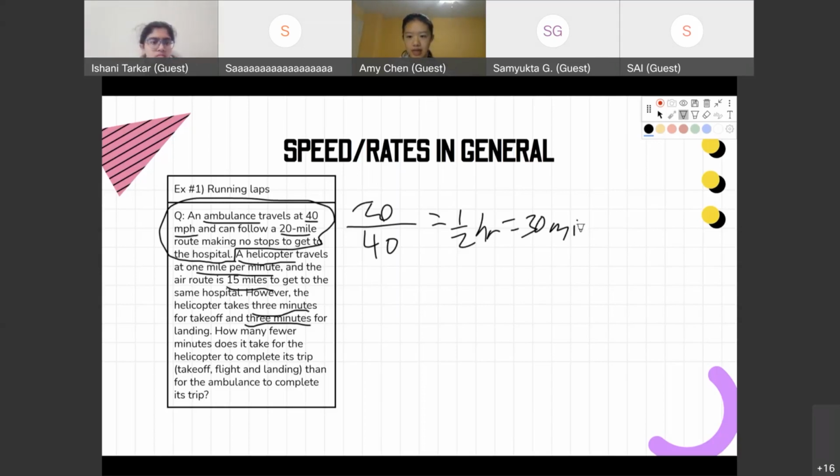Then we have the helicopter. It can travel at 1 mile per minute, and it takes 15 miles to get to the hospital. So how much time would it take the helicopter to travel to the hospital? For this one, you do have to be careful because this is in miles per minute. So you need to convert that to miles per hour.